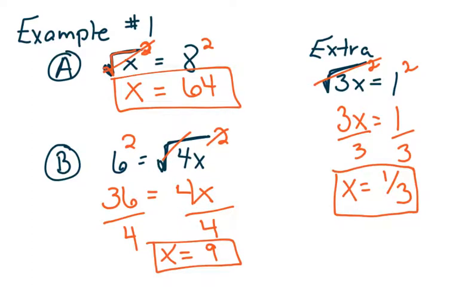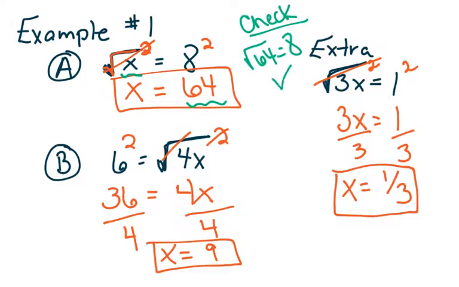Okay. Now in all of your work, this homework assignment, you can check your answers. If I were to go back to this first one and check, I would take this solution that I got of 64 and plug it in. Is the square root of 64 8? Well, yes, it is. So that one checks.